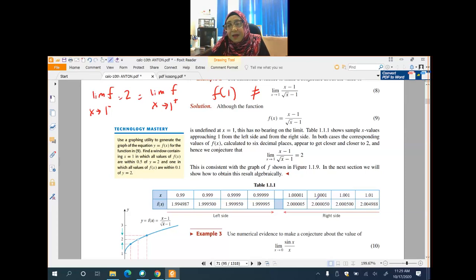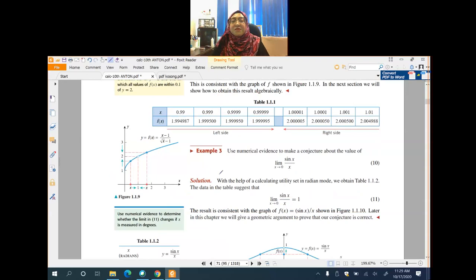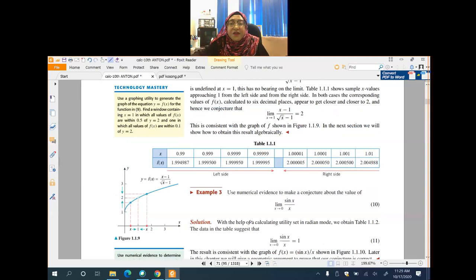Okay, next one. Example 3: use numerical evidence to make a conjecture about the value of sine x divided by x as the limit x tends to 0. Okay, based on the 3 steps that I've mentioned, the first step is to try to substitute, right? If you substitute x equal to 0, sine 0 will give you 0. But the denominator still says x.